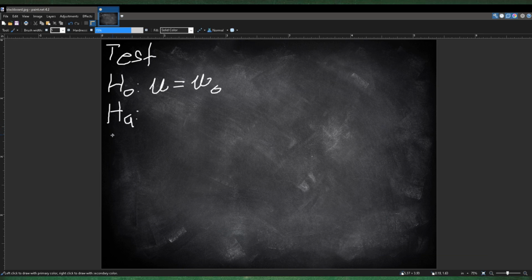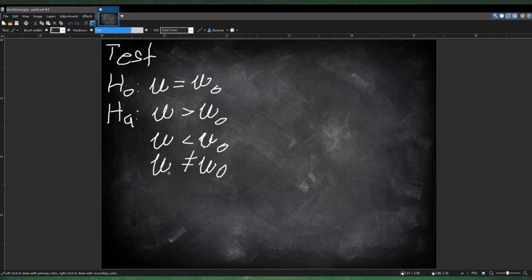Then you have the alternative hypothesis, HA, A for alternative. It's mu is either greater than the one that they claimed, or the actual mean is less than the mean that they claimed. It kind of looks like a U with a little smaller one. Or mu is not equal to the one that they claimed.